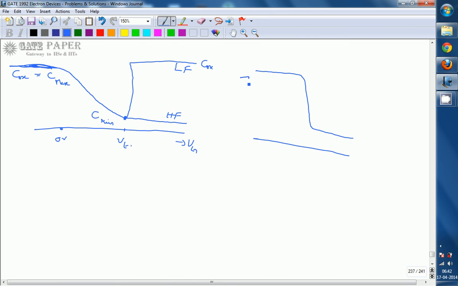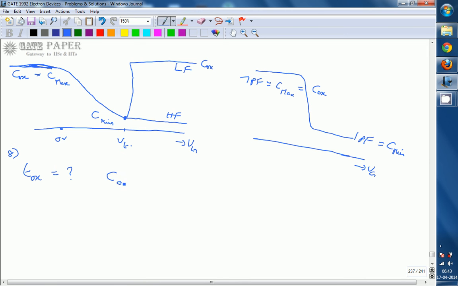7 picofarad is given, and 1 picofarad is given, and the gate voltage is given. This is capacitance. So 7 picofarad, from this one we can say it is C maximum, which is nothing but COX, and 1 picofarad is nothing but C minimum. Okay, so what is our question? We are going to calculate the oxide thickness for the 8th question. Oxide thickness we are going to calculate.